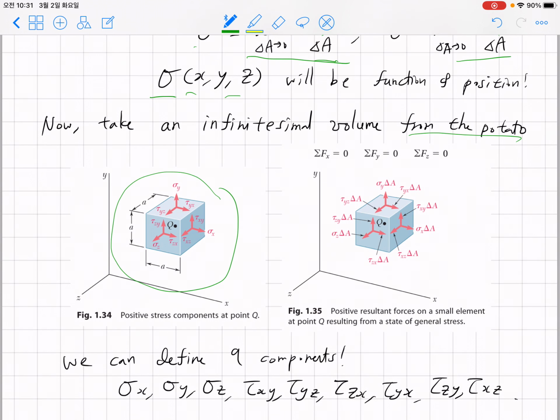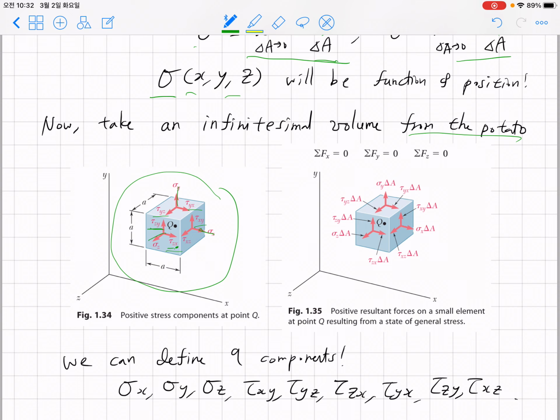Okay, so typically if you take an infinitesimal volume from the continuum potato, you're going to have nine components of stress: sigma x, sigma y, sigma z, and tau xz, tau xy, tau yx, tau yz, tau zy, and tau zx. You can see that tau zx means the shear stress defined on the plane orthogonal to the z-axis along the x direction. Tau zy is the shear stress defined on the plane orthogonal to z and along the y direction.